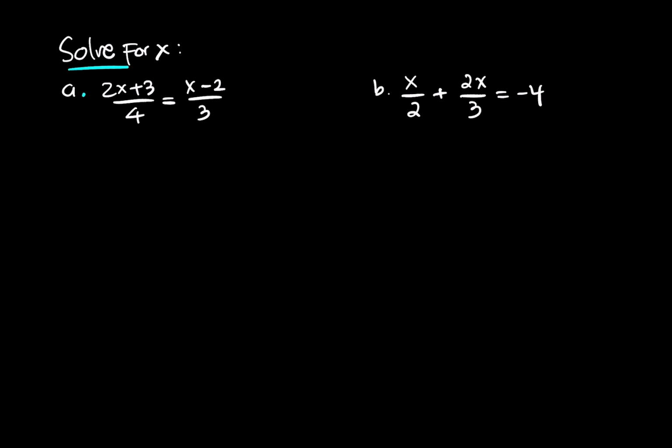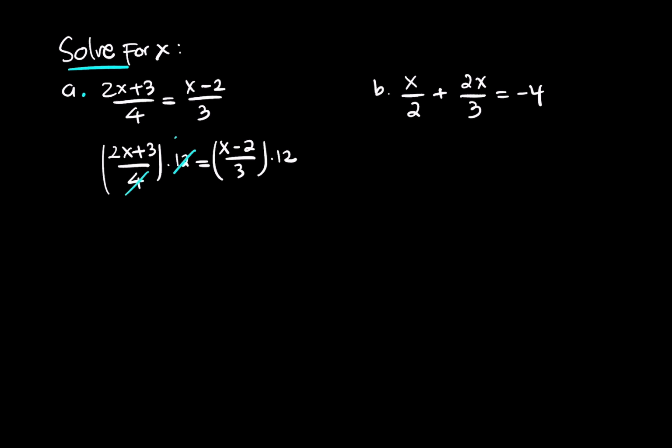So we have a fractional equation here: (2x + 3)/4 = (x - 2)/3. You can solve this by multiplying both sides by 12, because 4 and 3 have an LCD of 12. So (2x + 3)/4 you times with 12, and (x - 2)/3 you times with 12.